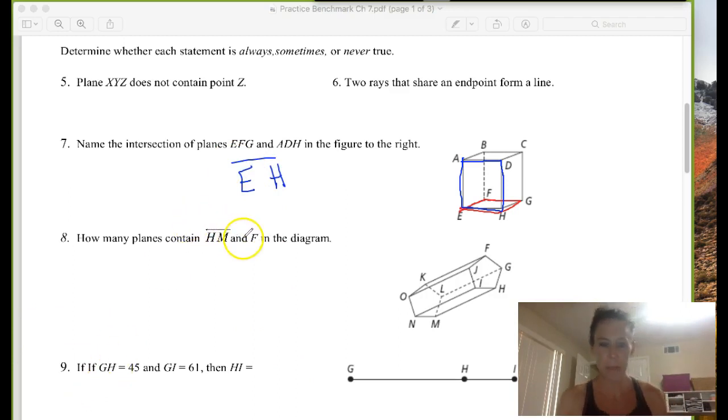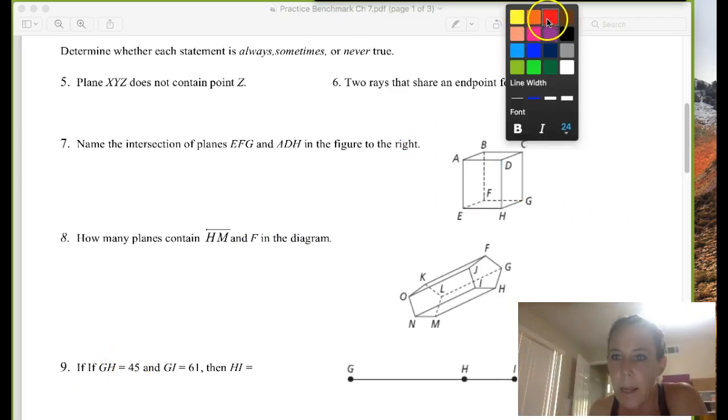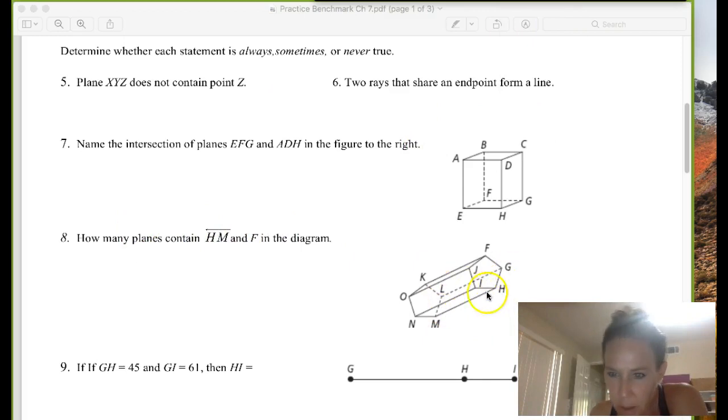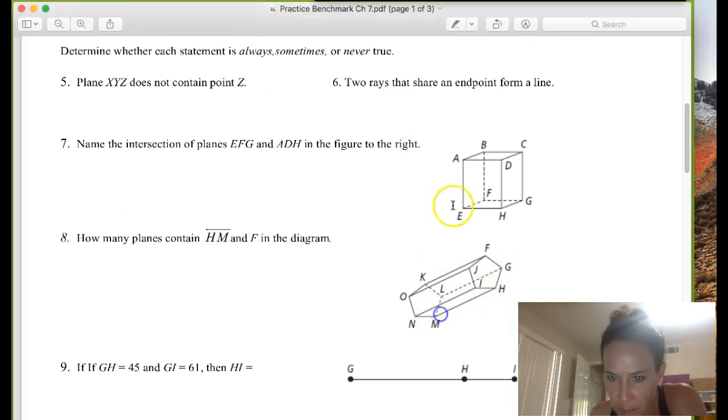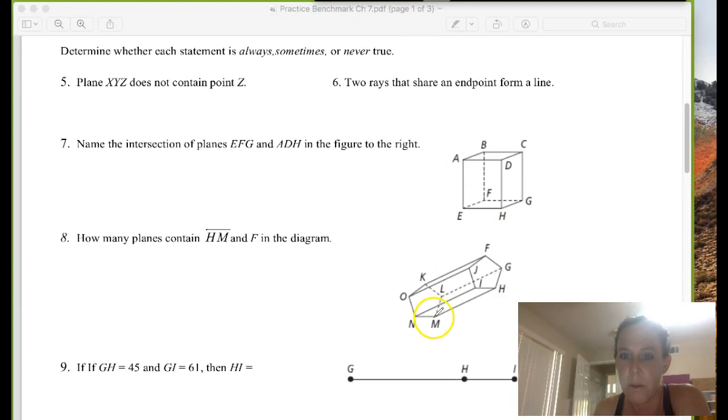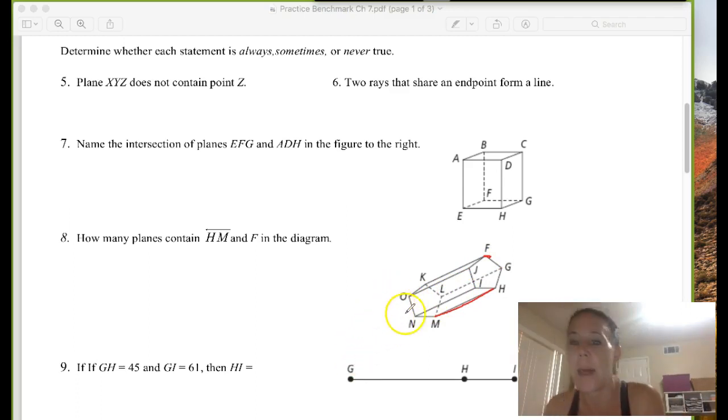Let's look at how many planes contain HM and F in the diagram. Hold on. Okay, so I like to highlight what I'm looking at. HM, here is line HM. I'm going to highlight that in blue, or in red. It's red. Here's HM and point F. Well, where's point F? Right here. How many planes contain HM and F?